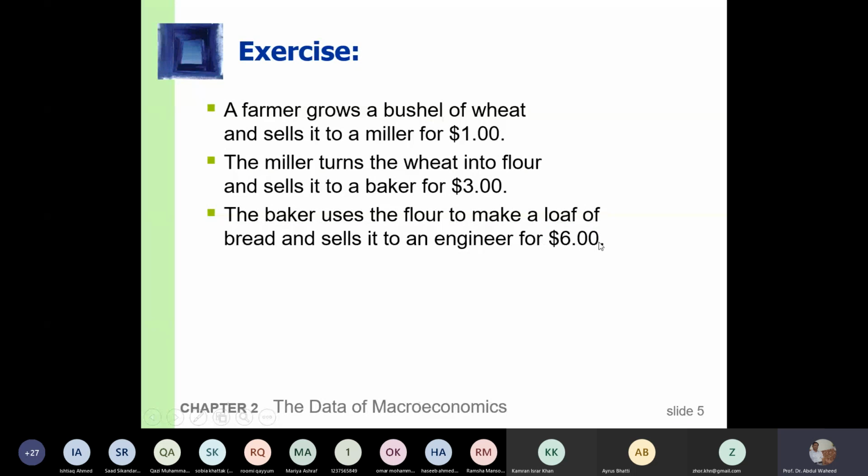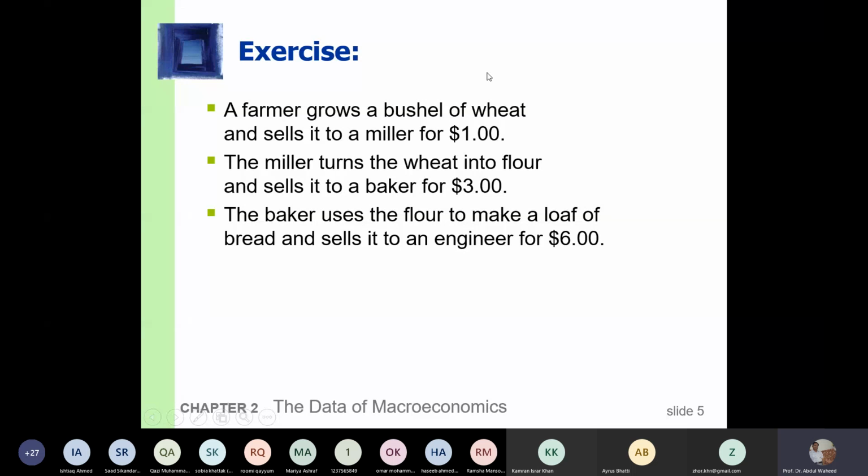Third stage, the baker uses the flour to make a loaf of bread and sells it to an engineer for $6. So what is the value added? $3, because you are selling it to an engineer for $6, and the baker bought this flour for $3. So $6 minus $3 is $3. So in the first stage, value added is $1. Second stage, value added is $2. Third stage, value added is $3.